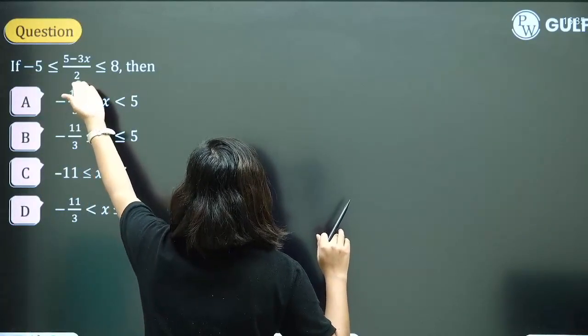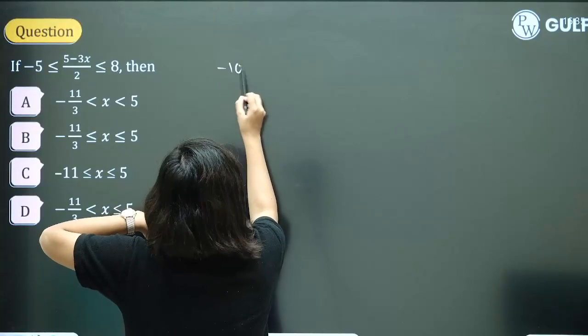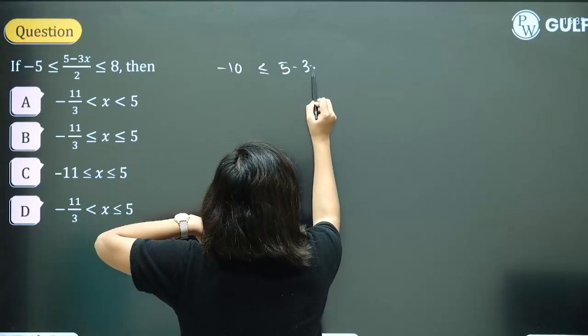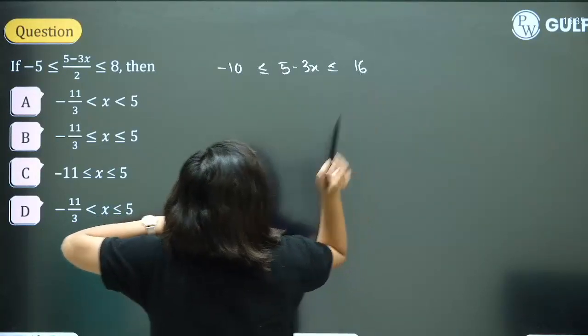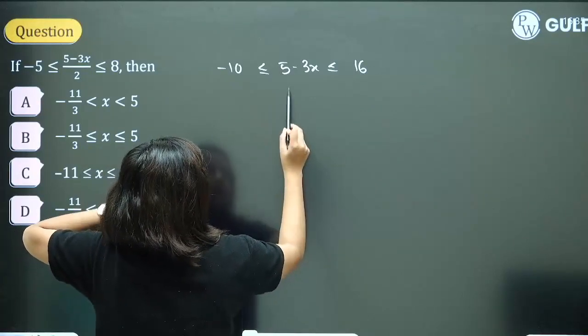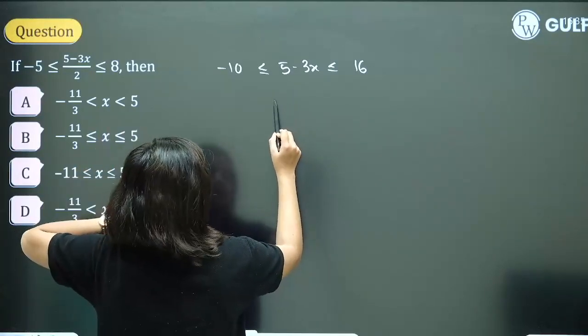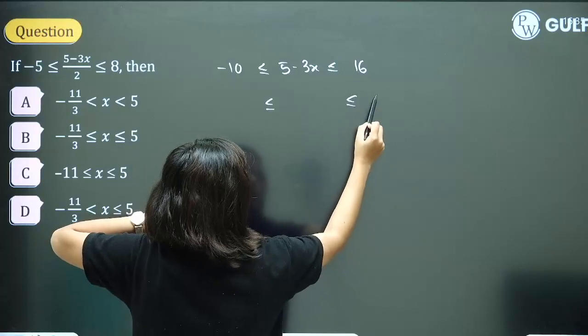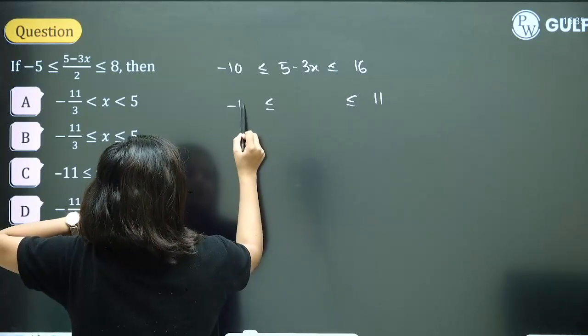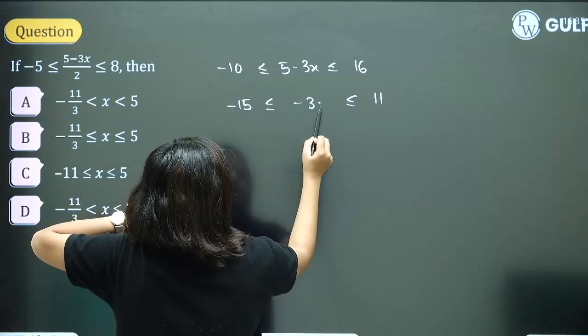Get rid of the denominator 2. Multiply with 2 on both the sides. Multiplying with a positive number is not going to harm us. Great. Get rid of this 5. Plus 5, do minus 5. All of you, 16 minus 5, 11. Minus 10 minus 5, minus 15. And minus 3x in between.